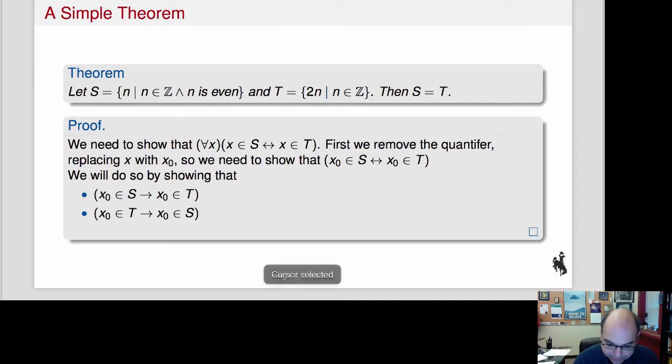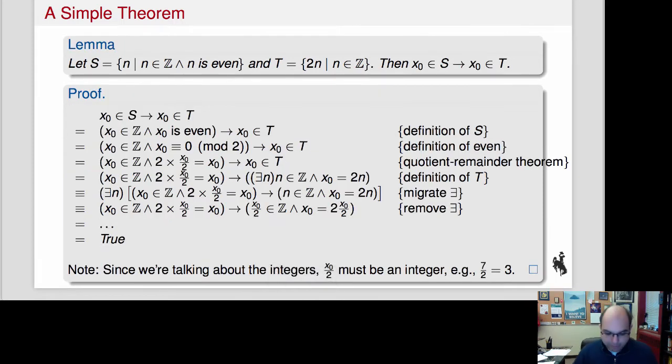Let's do it. Okay, so here's how the proof might look. We start here, right? X naught belongs to S implies that x naught belongs to T. And what we do is we say, what does it mean for x naught to belong to S? Well, that means, remember, here's the definition of S, okay? So if x naught belongs to that, then x naught must belong to Z, and x naught is even. That is just, I have a set that's defined by a property. I have an element that belongs to the set, so that element must have that property, okay?